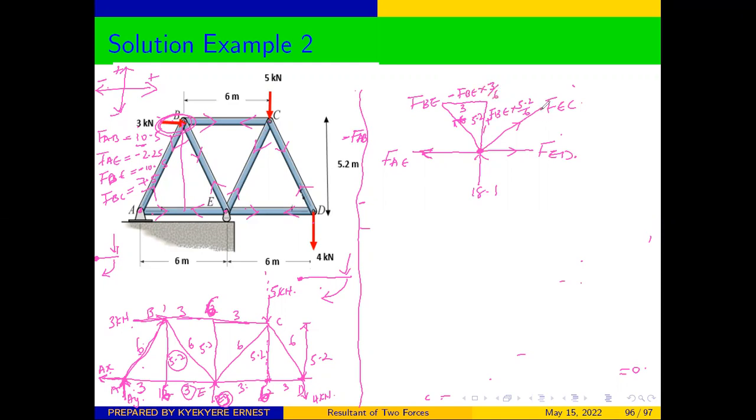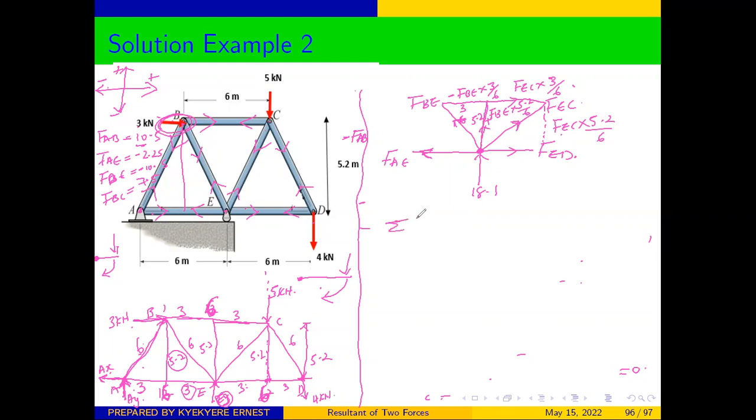Then we resolve this force also into X and Y. Now, if we want to resolve, you can see that in that case, we also move up on the Y, which is going to be positive, and then we move this direction on the X. So X is also going to be positive. Therefore, we have positive for both X and Y. On the Y, don't forget that the force is FEC. So we have FEC, positive, and the vertical distance is 5.2 over 6. And the horizontal will also be positive, FEC times the horizontal distance, 3 over 6. Then from here, we can write our equations.